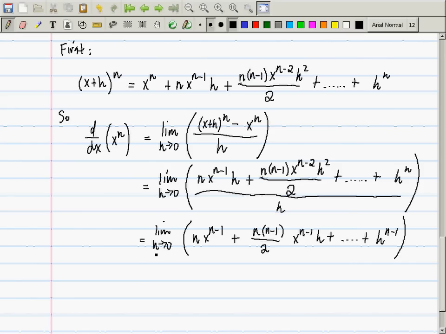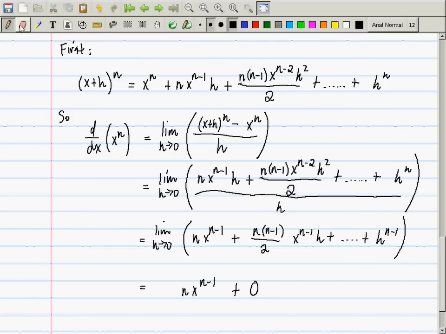So now consider all of these terms. What does this first term become if I plug in h is 0? It is nx to the n minus 1. That's a constant with respect to h. It doesn't matter what h is. How about all of the other terms? 0, right? Because all of the other terms have an h in it. And so here it is. This is the reason why the power rule says the derivative of x to the n is nx to the n minus 1. Okay, so any question about this?